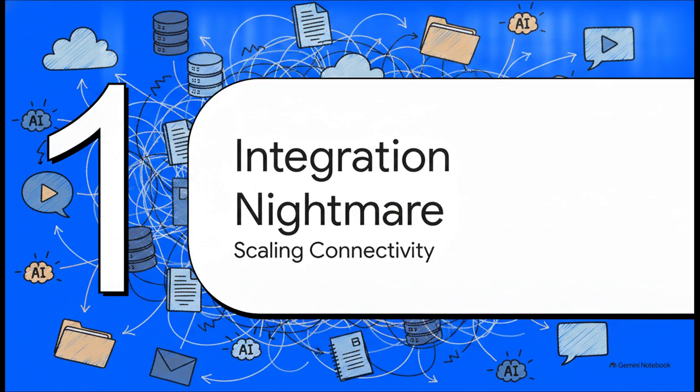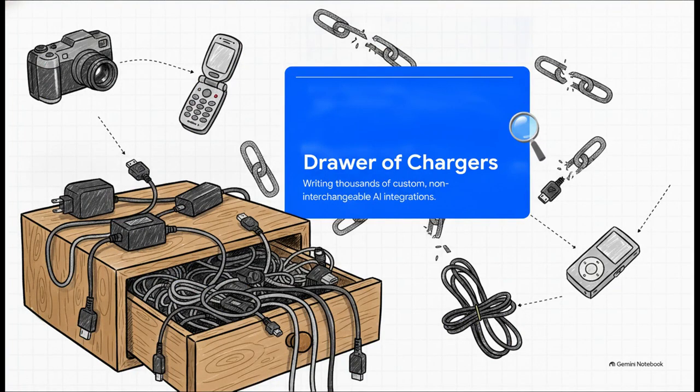Section 1, the AI integration nightmare. Scaling connectivity. Now, MCP really only makes sense once you feel the sheer pain it was designed to solve. Imagine you're building an AI app right now. Your model needs to talk to your company's database, your CRM, your local files, and, say, Slack. Historically, every single one of those required a custom hard-coded integration. Scale that up across the industry, and it's a completely unscalable nightmare.